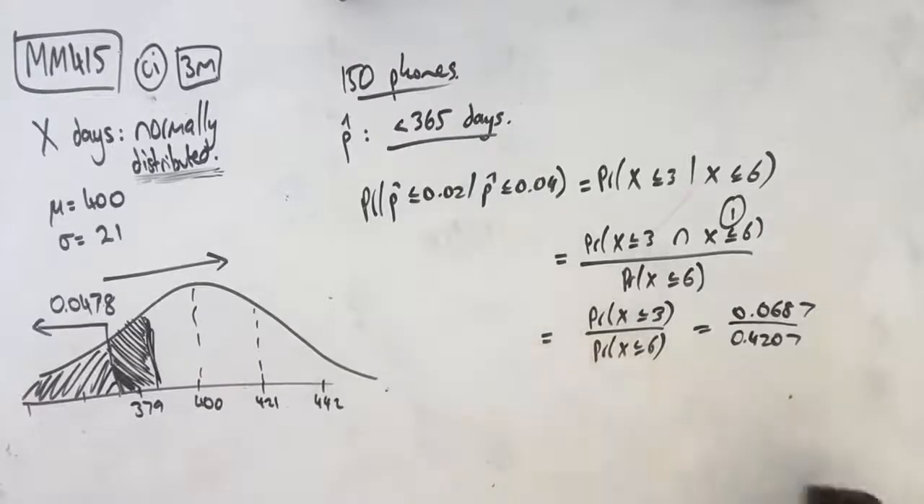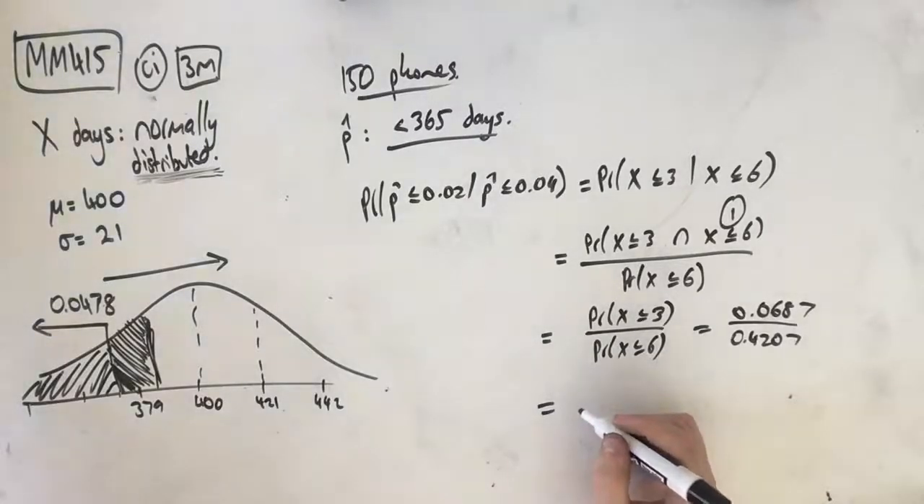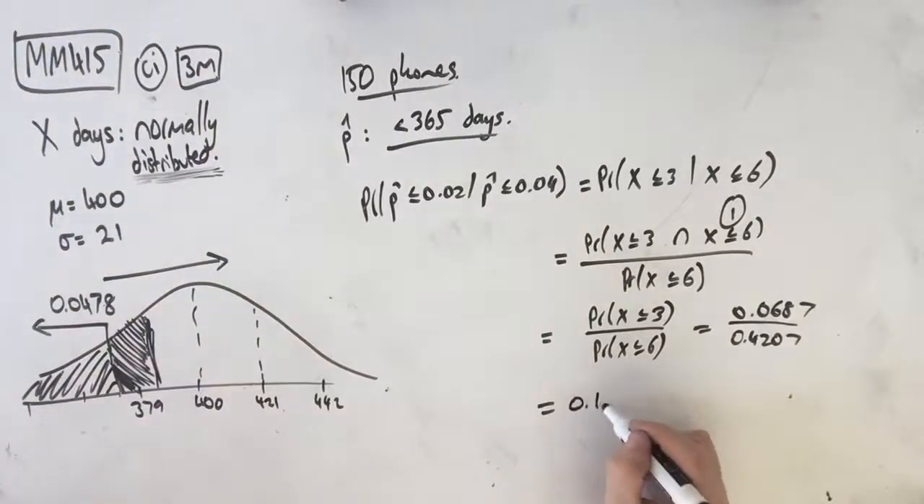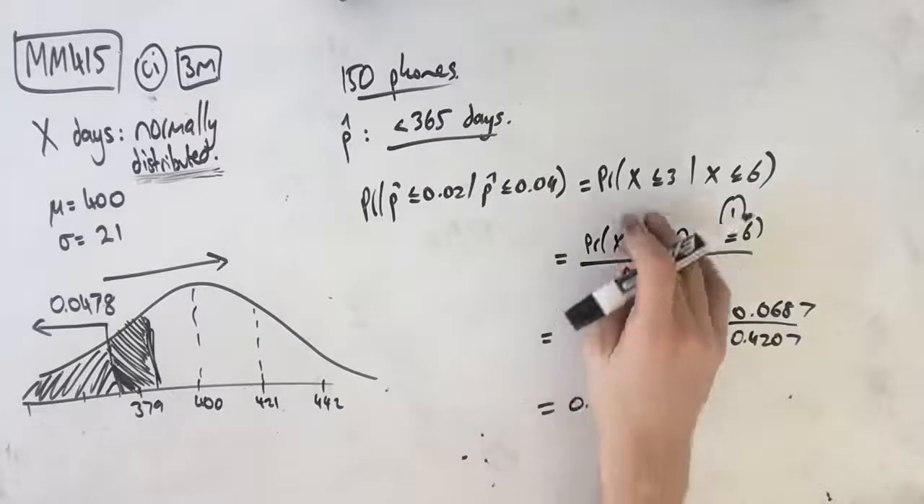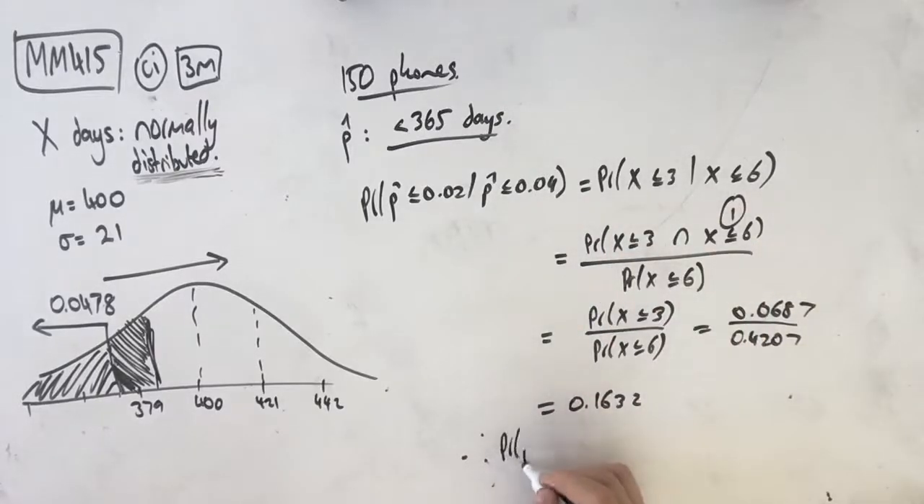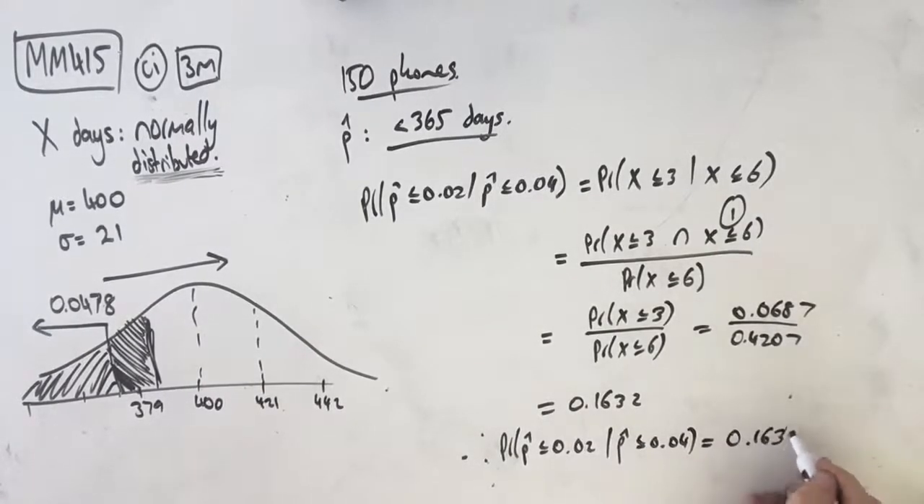Subbing all this into your CAS, what you get is 0.1632. So therefore the probability that p hat is less than or equal to 0.02, given that p hat is less than or equal to 0.04, equals 0.1632. And that is your third and final mark for this question. Guys, let's move on to part CII.